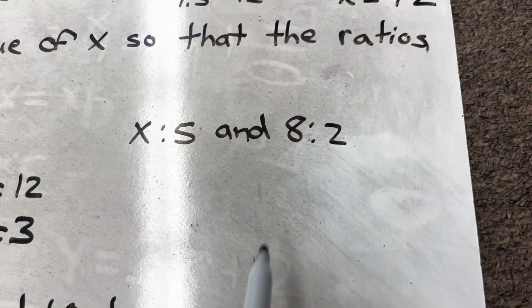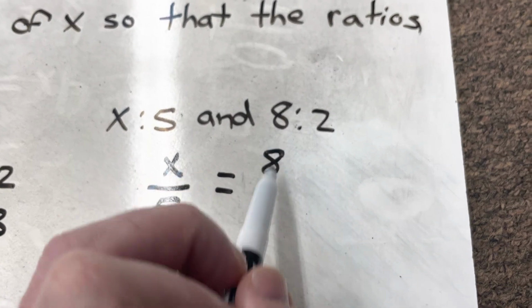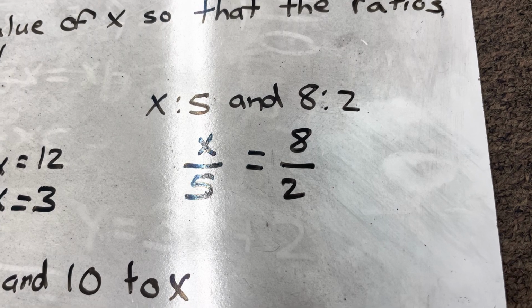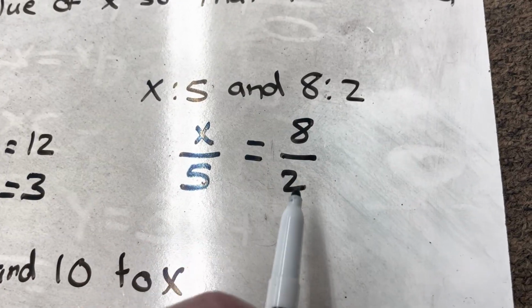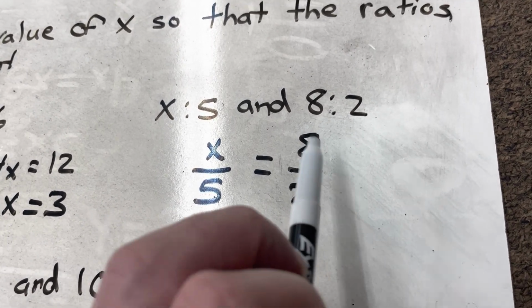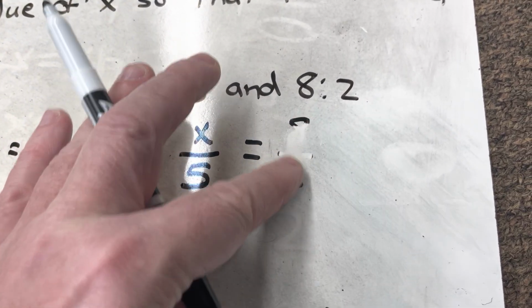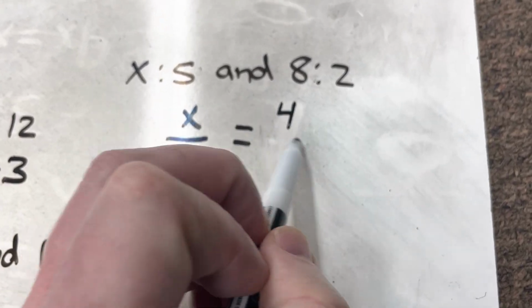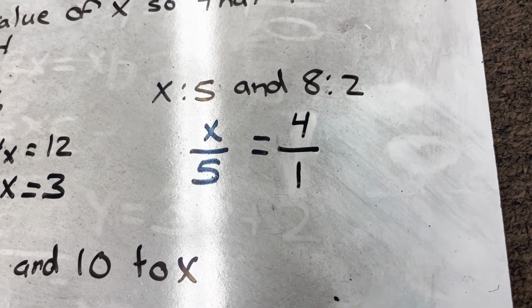All right, here we go. x over 5 equals 8 over 2. Well, let's think to ourselves, let's just practice it another way. I see that this is not in simplest form. They're both even numbers, so I can divide them both by 2. 8 divided by 2 is 4, and 2 divided by 2 is 1, so I'm going to end up with 4 over 1.